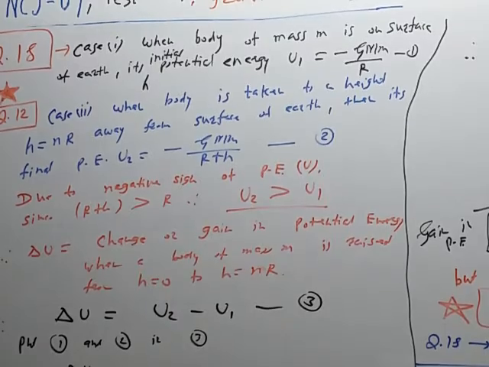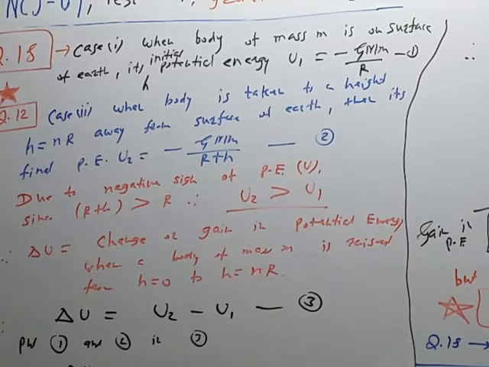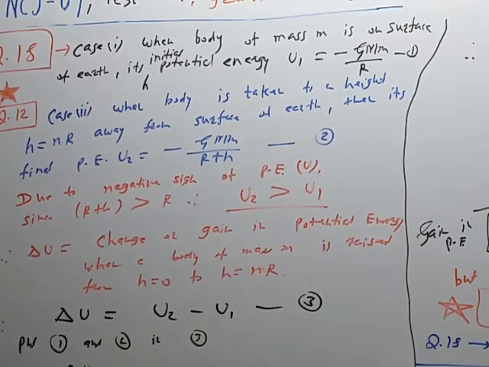So U2 is greater than U1. So delta U is equal to the change in potential energy, it is equal to U2 minus U1, or gain. When you have to find gain, then higher minus lower, U2 minus U1, and therefore by substituting 1 and 2 we get this relation. So when h is equal to n times R, we are using the general value for question number 18. So R plus nR, so R is taken common. So this is GMm upon R into bracket n upon 1 plus n. So the gain in potential energy is given like this, equation A.